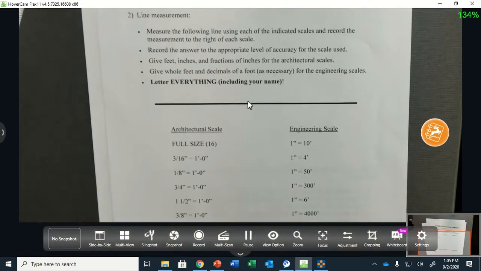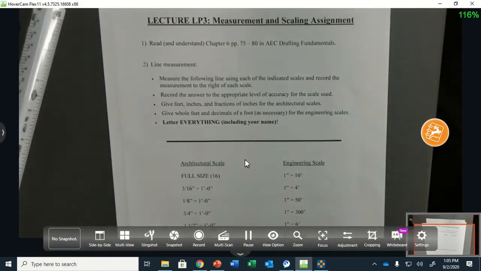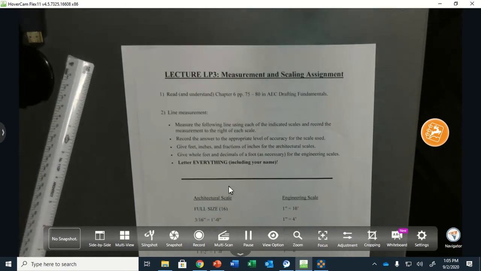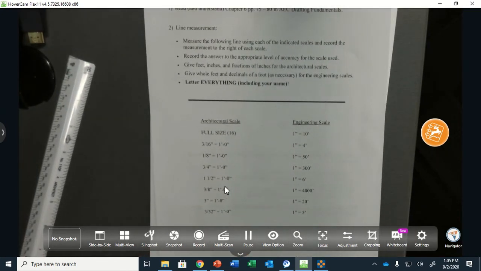Basically, what I want you to do is measure this line in architect scale. 3/16 equals 1 foot, all the way. I want you to use all these scales to measure it. You're going to measure this line and write down your answers right there. You don't have to write down the accuracy, but if you want to figure out the accuracy to the left, that's fine, as long as it's nice and neat. So that's what you're going to do for your assignment.